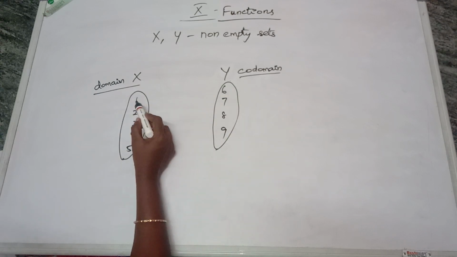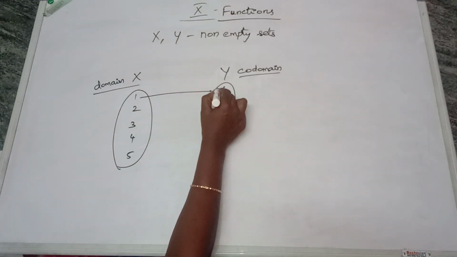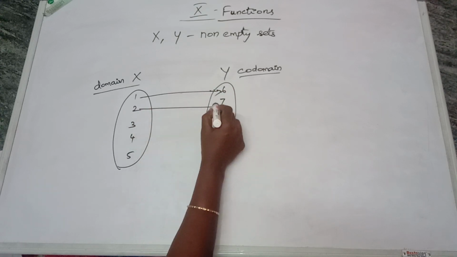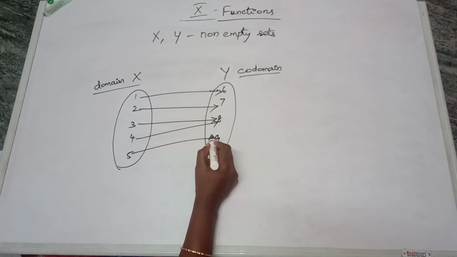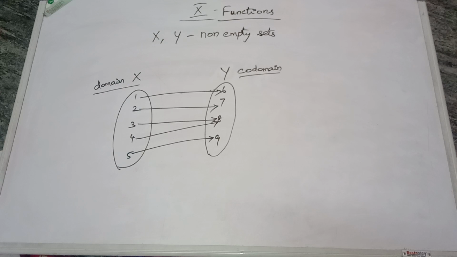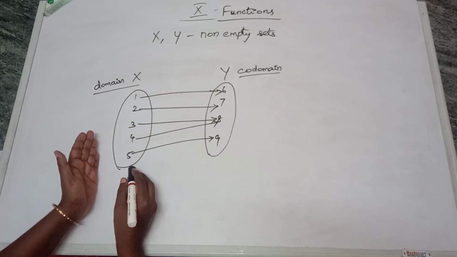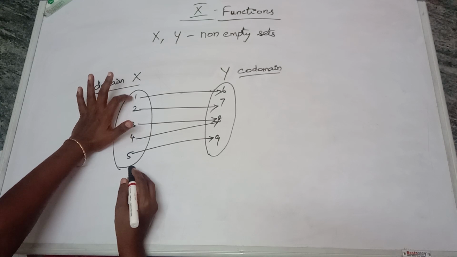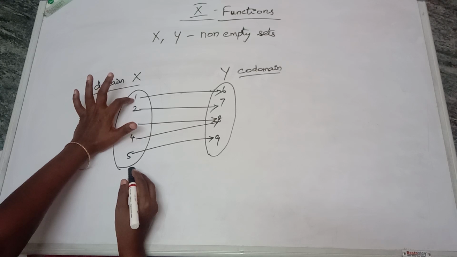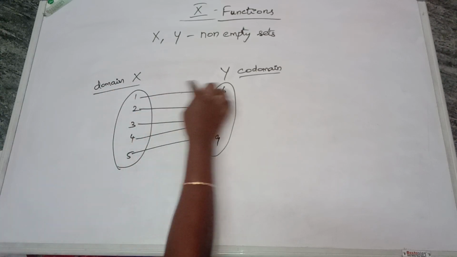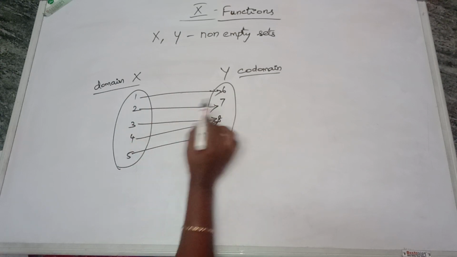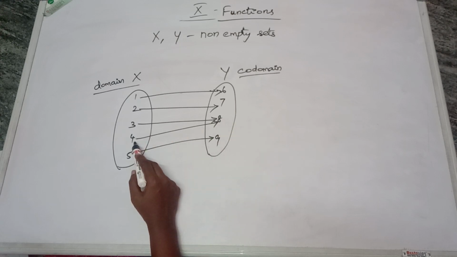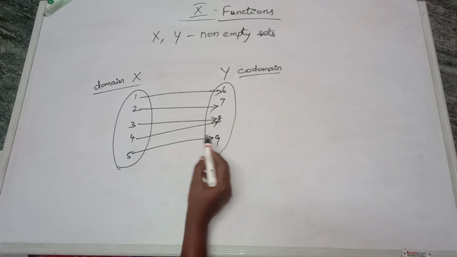In the domain, the element 1 is related to 6, 2 is related to 7, 3 is related to 8, 4 is also related to 8, and 5 is related to 9. See here, 1 is an element in the domain, in the first set. What is the image of 1? We can say the image of 1 is 6, image of 2 is 7, image of 3 is 8, image of 4 is 8, and image of 5 is 9.